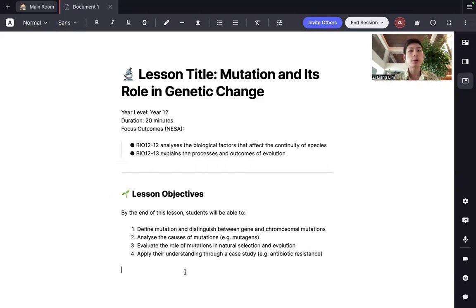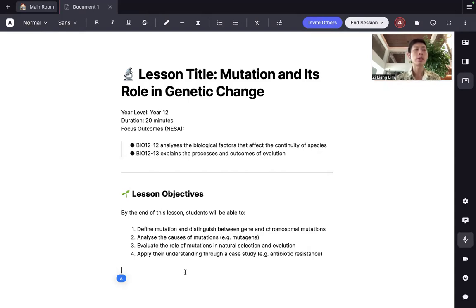All right. So as with every lesson, I will go through the learning objectives. Today, the first is for you to define mutation and distinguish between gene and chromosomal mutations. Second, analyze the causes of mutations, for example, mutagens. Third, evaluate the role of mutations in natural selection and evolution. And lastly, apply your understanding through a case study. In this case, we're going to do antibiotic resistance.